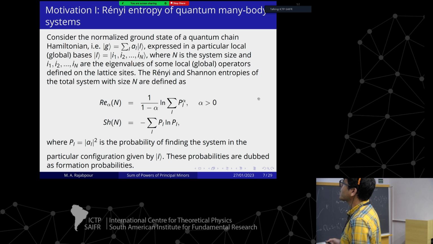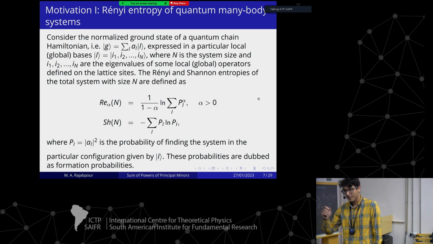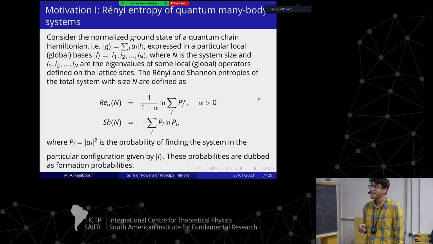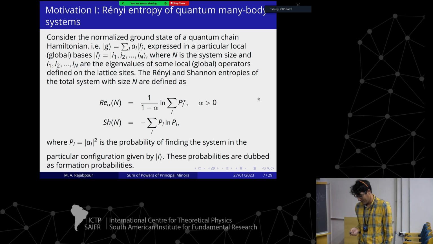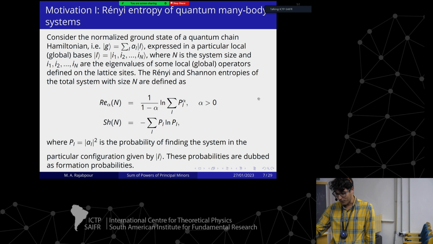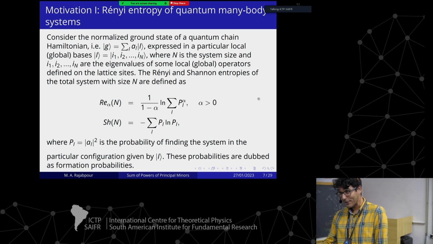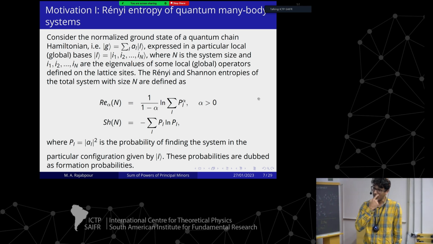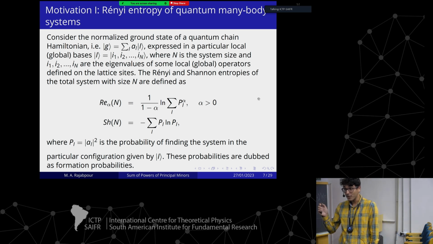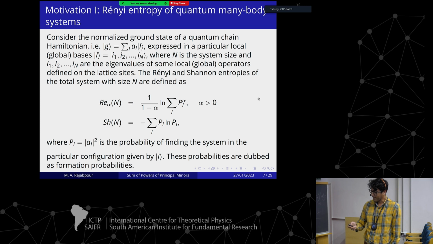For the problems I'm going to tell you about, this is going to be extensive, related to the volume of the system, for any alpha. Normally that's the case. For the ground states of most short-range systems, the other one, which you actually diagonalize and calculate, normally shows the area law, or sometimes logarithmic behavior. But this one normally just depends on the size of the system.